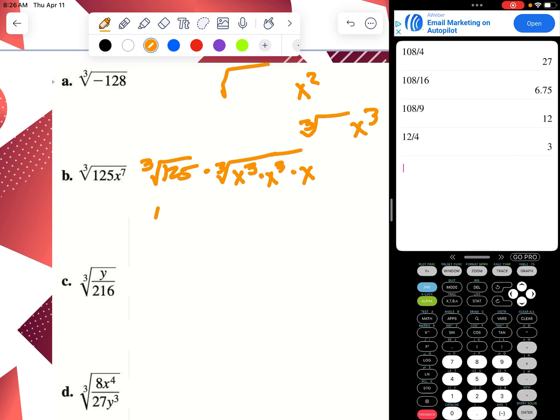The cube root of 125 is 5. These undo each other, it gives me just an x. These undo each other, it gives me an x, and I'd be left with the cube root of x. 5x times x is x squared, and the cube root of x.